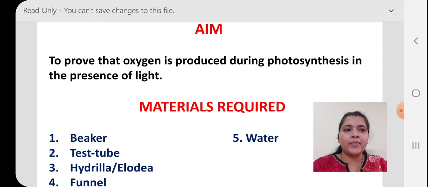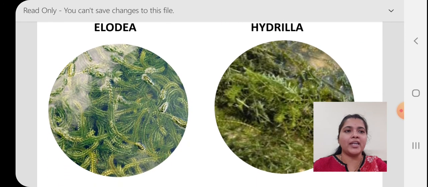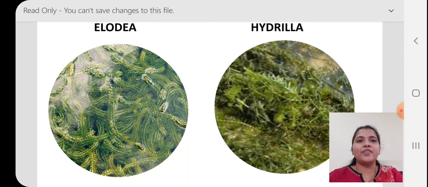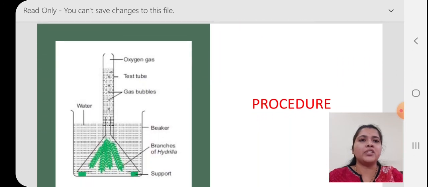Before starting the procedure, I would like to share the pictures of Elodea and hydrilla. It's not there in your textbook, so here you are getting an opportunity to see the pictures. The first picture is Elodea and the second one is hydrilla, children. Observe for 2 seconds how Elodea and hydrilla look. These are the aquatic plants that can be used in this experiment, but we are using hydrilla. We can't use both plants together, only one plant. We are using hydrilla. So coming to the procedure, children.